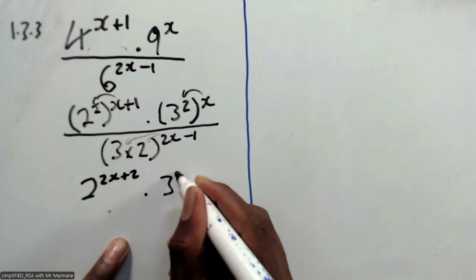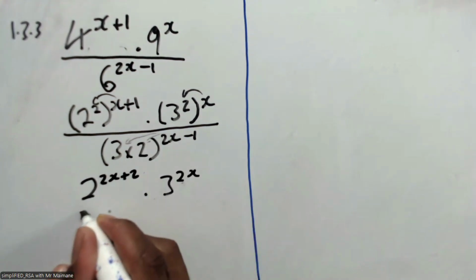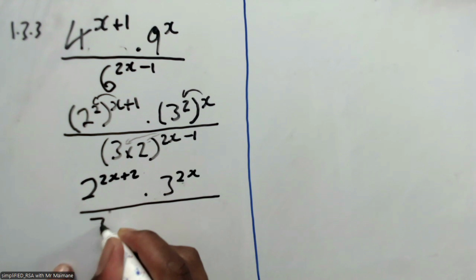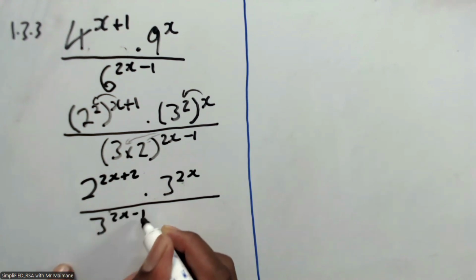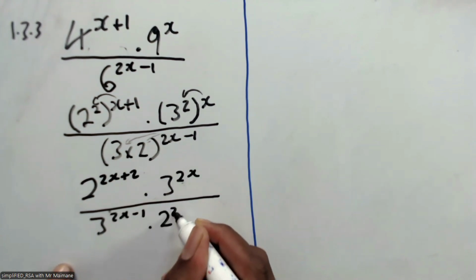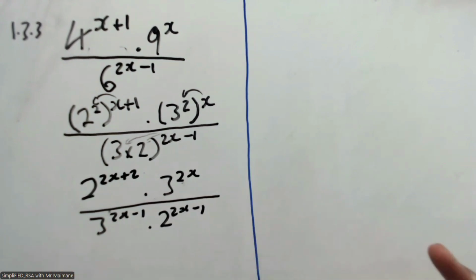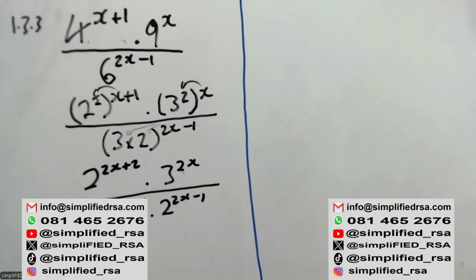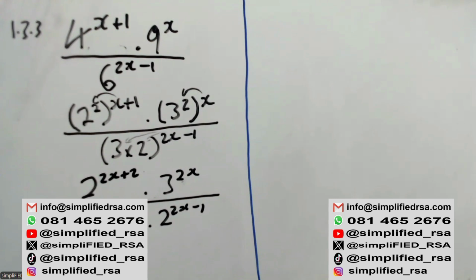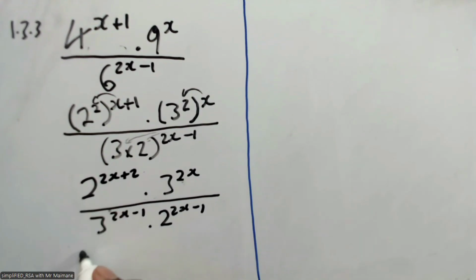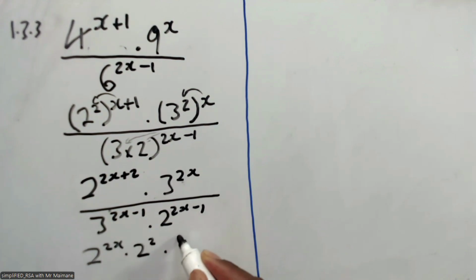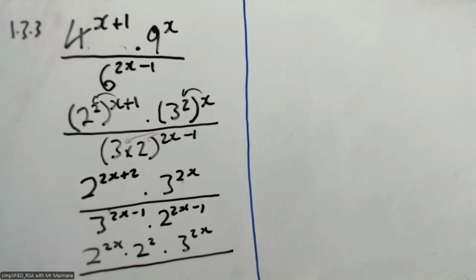Multiply by 3 to the exponent 2x, all over 3 to the exponent 2x minus 1, into 2 to the exponent 2x minus 1, because I've broken it down like that. And then the next thing, I'm going to do my separation. If I do separation here, I would have 2 to the exponent 2x times 2 squared multiplied by 3 to the exponent 2x.